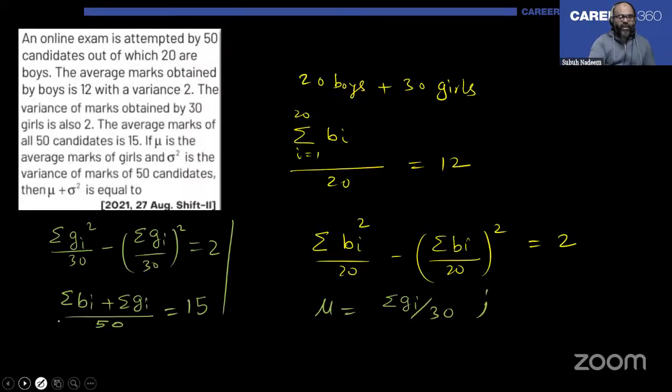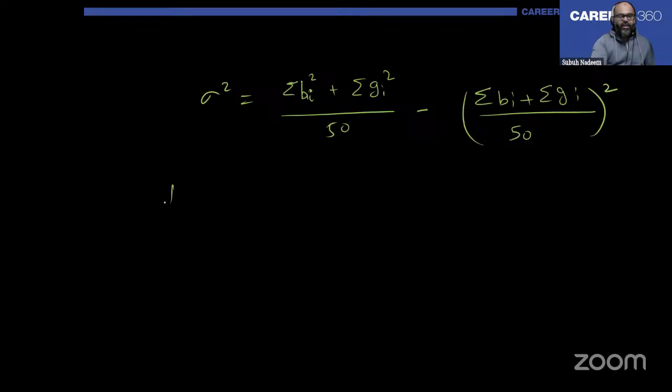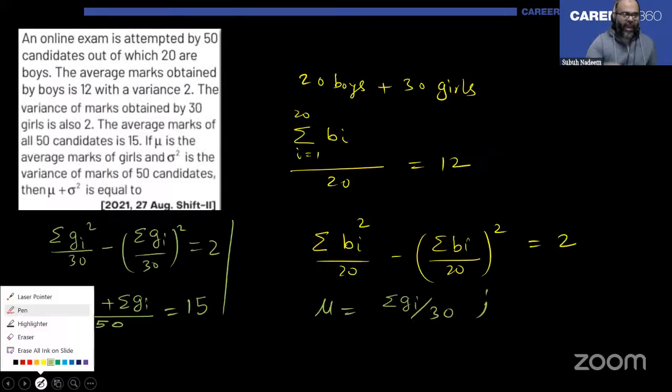Now it is asked what is mu plus sigma square. So we have to find mu and sigma square, then we will add them.